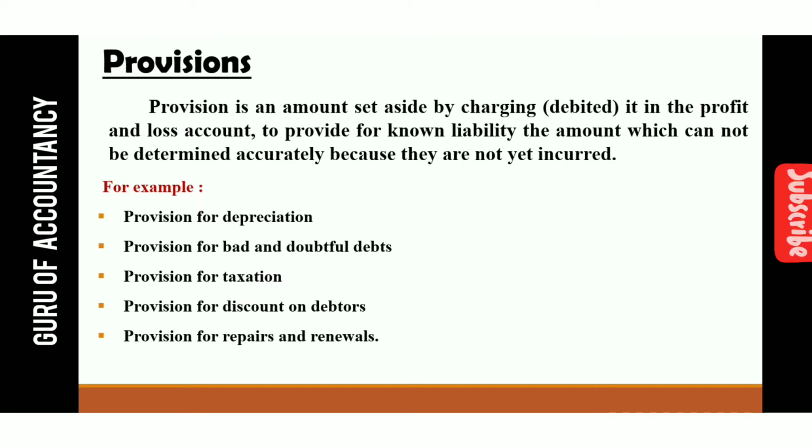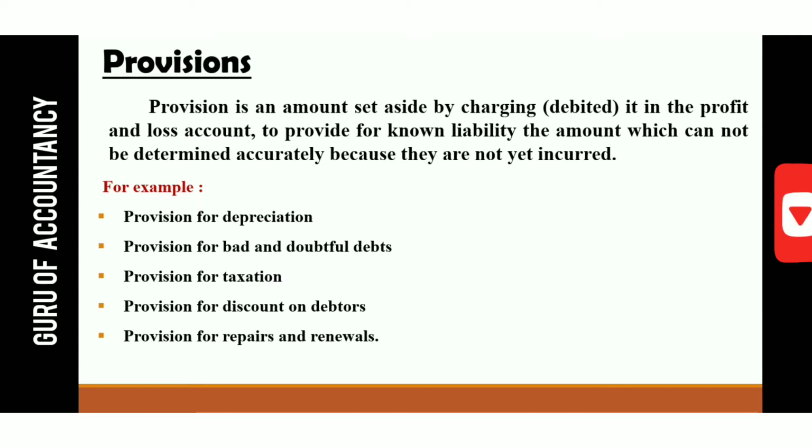So, it should be clearly understood that if the amount of a liability can be determined with reasonable accuracy, it must be classified as a liability and not a provision. Provision is only created for a liability whose amount is not certain. So say for example, provision for depreciation on assets. We don't know by what amount assets will be depreciated. So provision is created for depreciation.